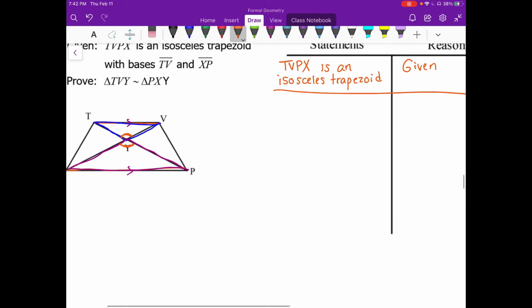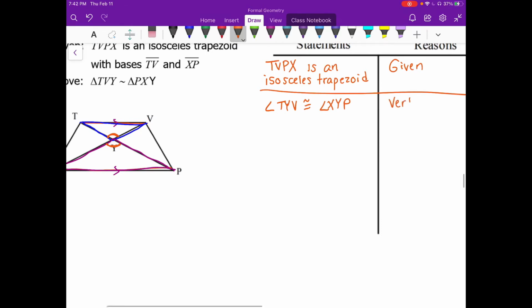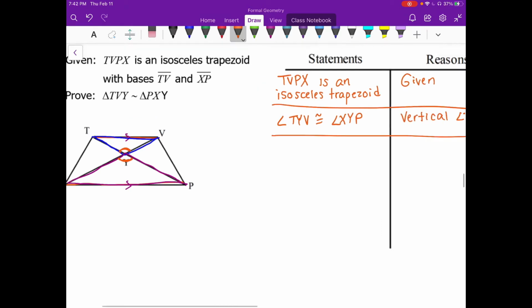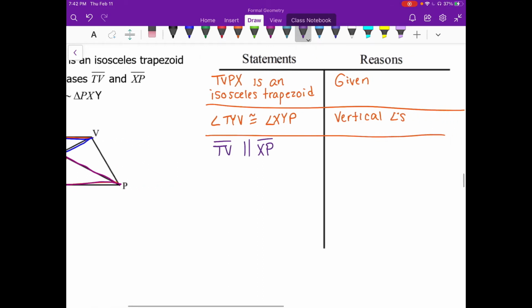So I'm going to say that angle TYV is congruent to angle XYP. They are vertical angles, so they are congruent. Next, since TV and XP are the bases of my trapezoid, I can say that they are parallel by definition of an isosceles trapezoid, or by trapezoid, is that the bases are parallel. So TV is parallel to XP. That is by definition of trapezoid. You could put isosceles trapezoid or just trapezoid, either way is fine.